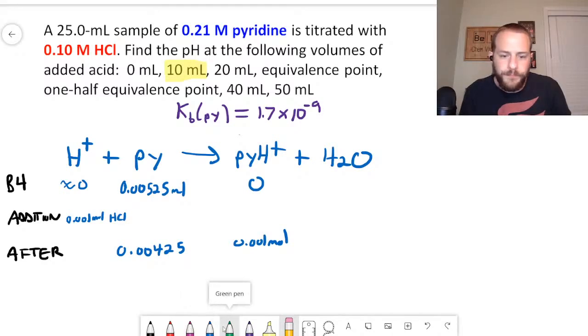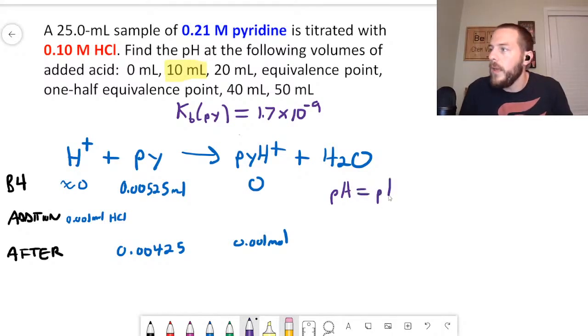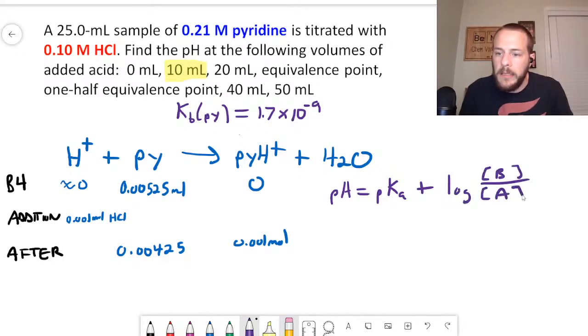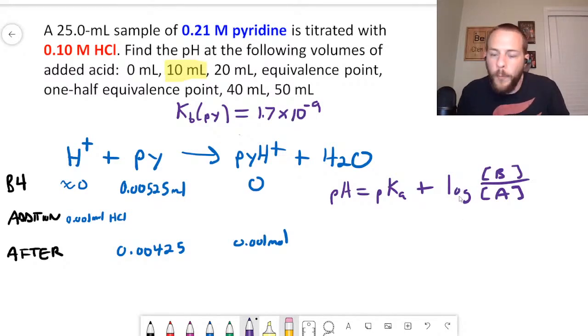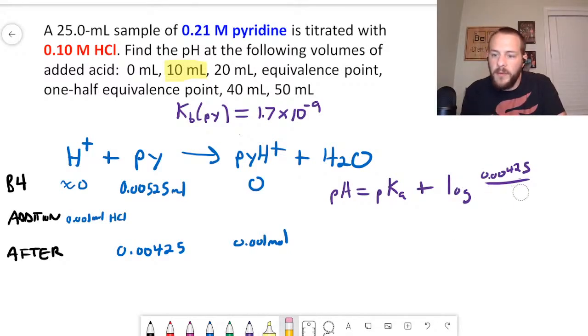Let's see, I'll do this purple color here. So what is that equation? We have pH is equal to pKa plus the logarithm of the concentration of base over concentration of acid, right? So we have base and we have acid. The base in this case is 0.00425. All right, and then we have the acid, 0.001.